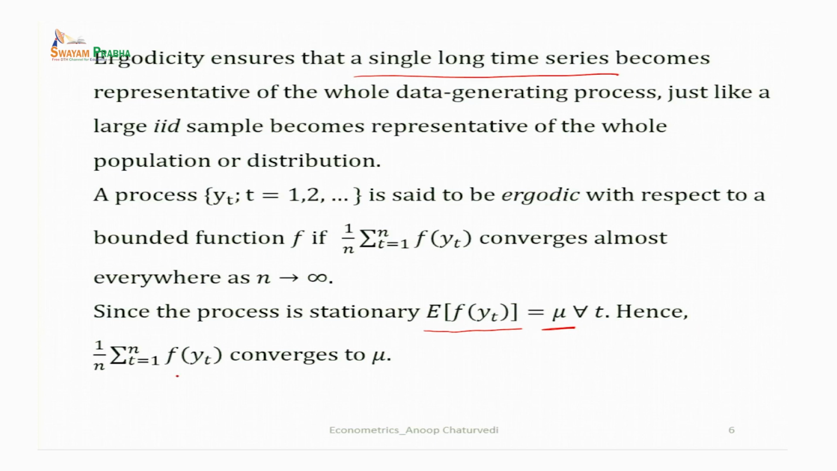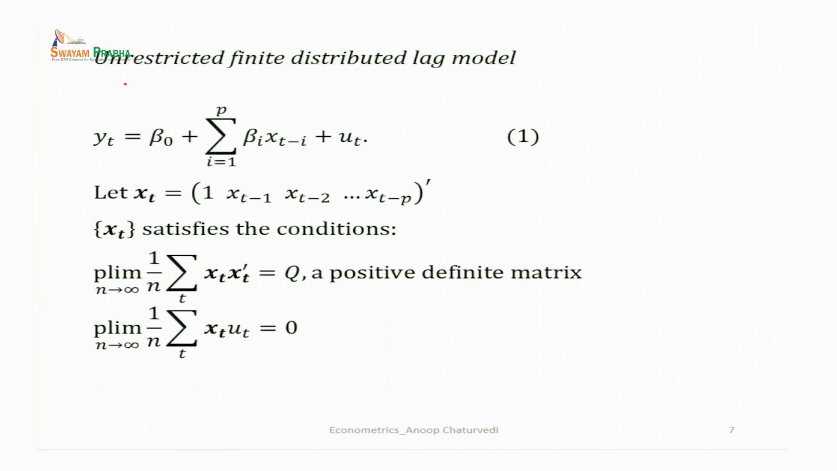So, it ensures that 1/n summation f(y_t) converges to mu. Now, first we consider the unrestricted finite distributed lag model. So, we define y_t = beta_0 + summation i = 1 to p beta_i x_{t-i} + u_t, and by x_t, suppose we denote the vector (1, x_{t-1}, x_{t-2}, and so on, x_{t-p}).